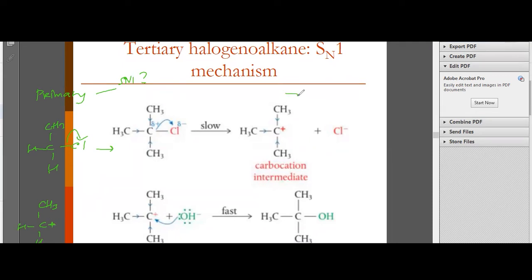If you compare the carbocation produced by the tertiary with the carbocation produced from the primary, it is clear that the stability is very different, right? Since this is a tertiary carbocation, and this is a primary carbocation.